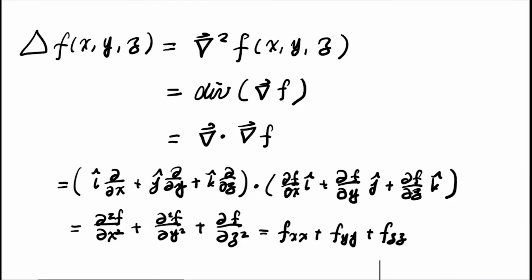I think you forgot a squared for the d squared f over dz squared. Oh my God, nice catch. There. Okay, anybody else?